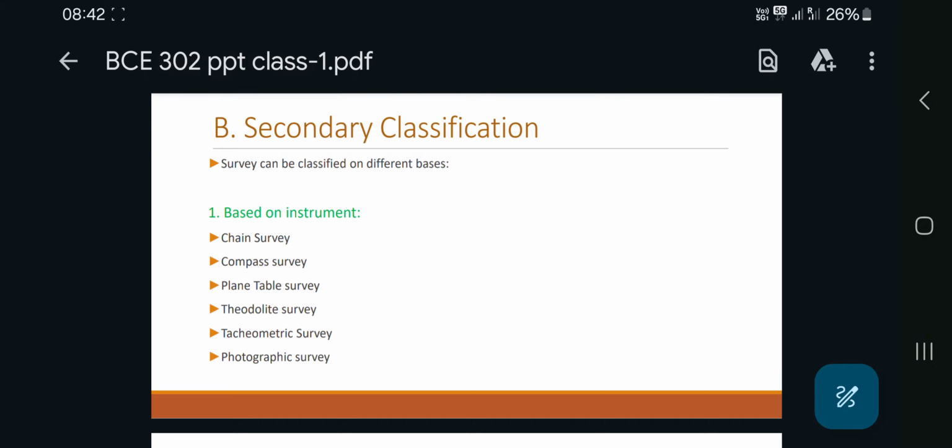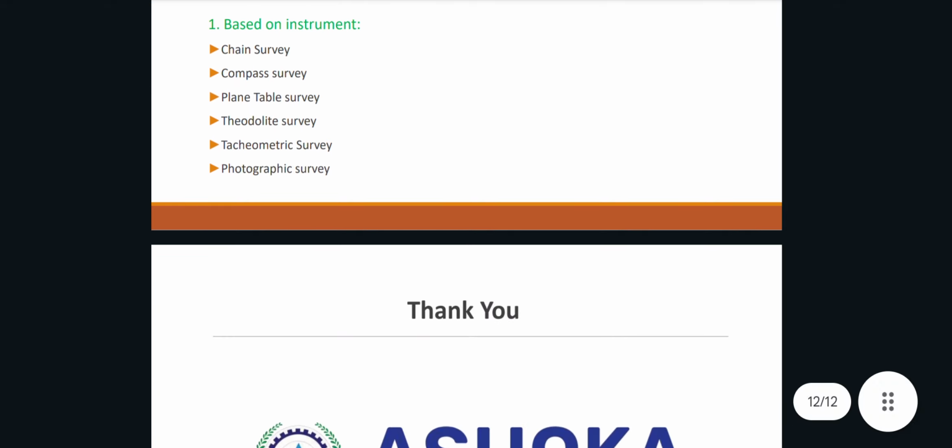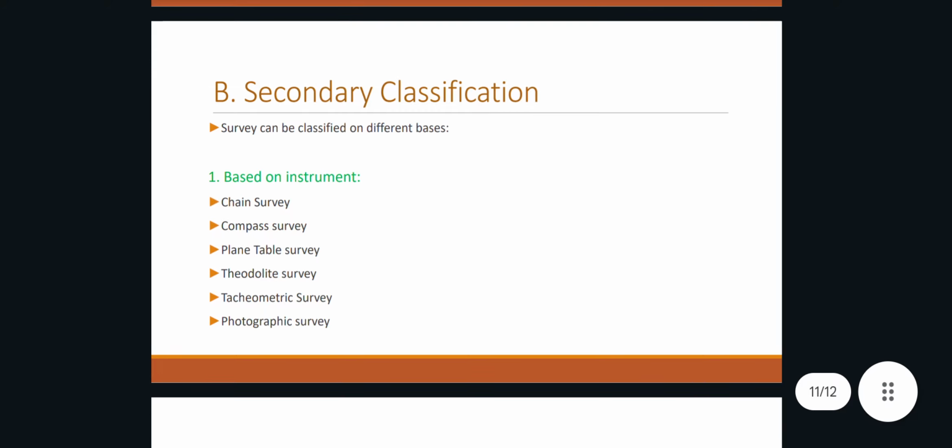Secondary classification can be divided based on the instruments used. It can be chain survey, compass survey, plane table survey, theodolite survey, tachometric survey, photographic survey, and many other instruments are also applied in the secondary classification method, which we will discuss in the next class.